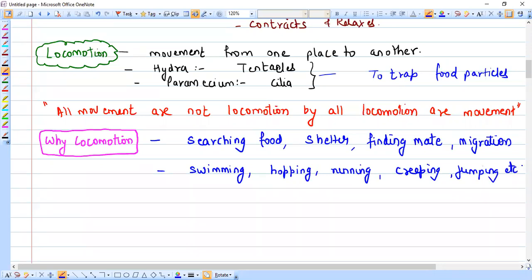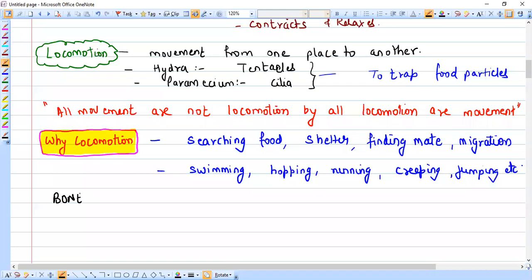If we are not able to locomote, we cannot show such kind of activities. So remember, locomotion is the most important part for any animal on this earth. If that animal is not able to locomote from one place to another, it means that animal will die under unfavorable conditions. Let's talk about a very important and interesting part that is called bones.